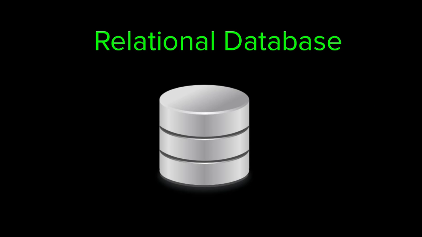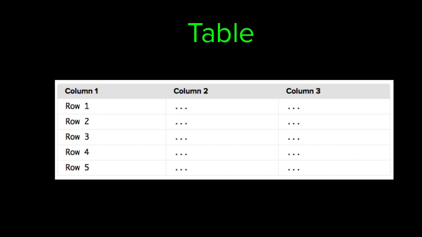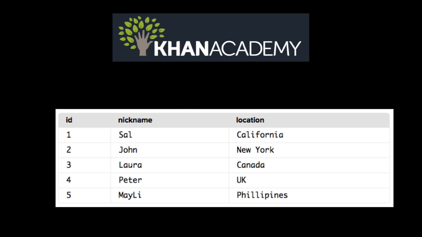It stores each kind of data in a table, which is kind of like storing data in a spreadsheet. A row represents an item, and a column represents properties about that item. For example, to store data about Khan Academy users, we'd have a users table with a row for each user and columns for properties like their nickname and location. Relational databases make it particularly easy to form relationships between tables.